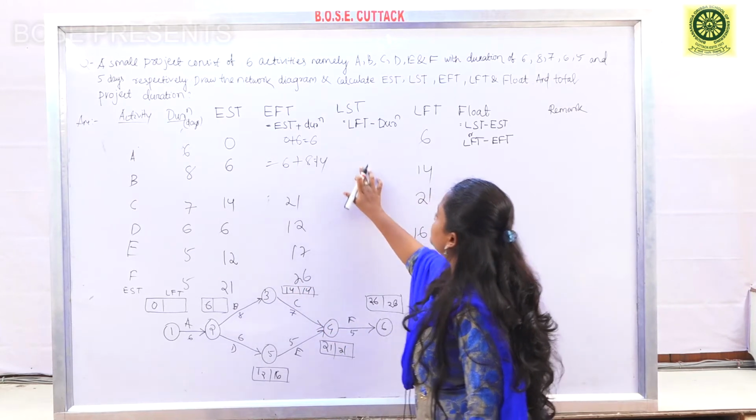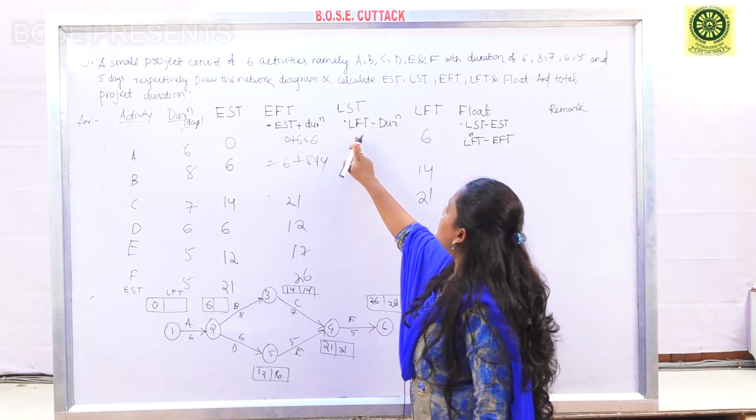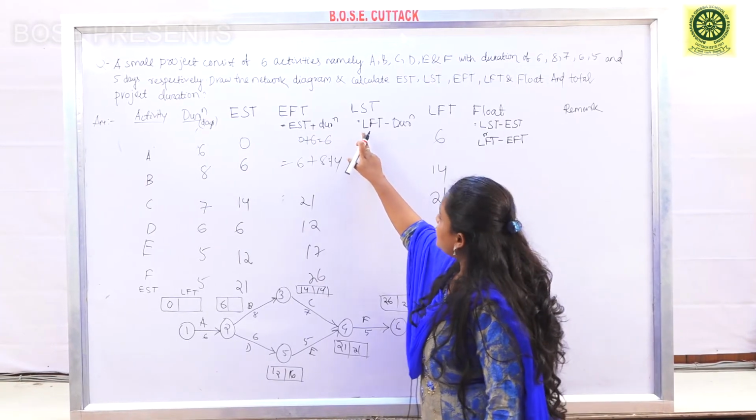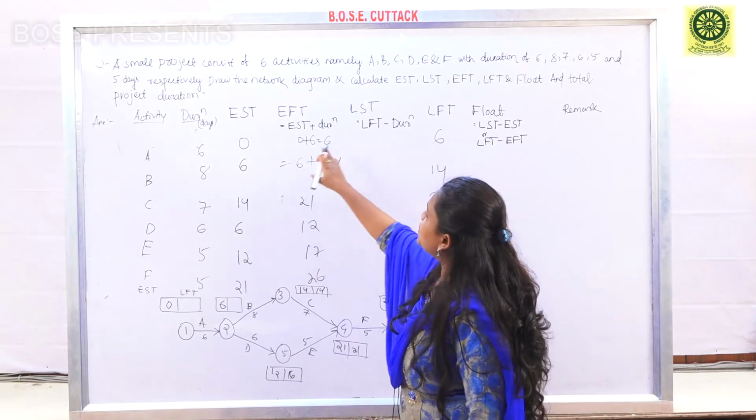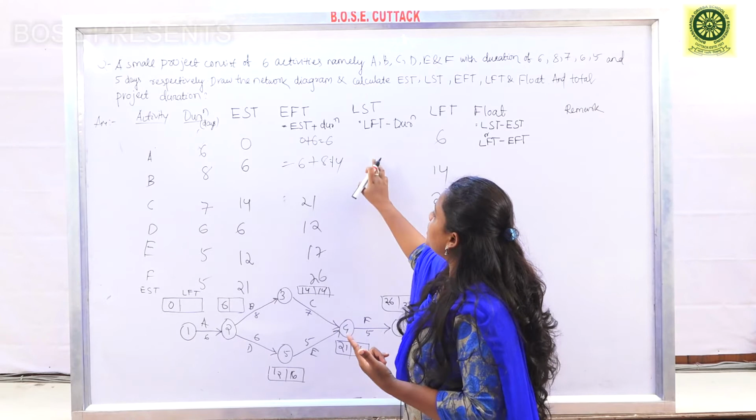Similarly, LST will be calculated. The formula for LST is LFT, the latest finish time, minus the duration of that activity, for which we are calculating the LST.